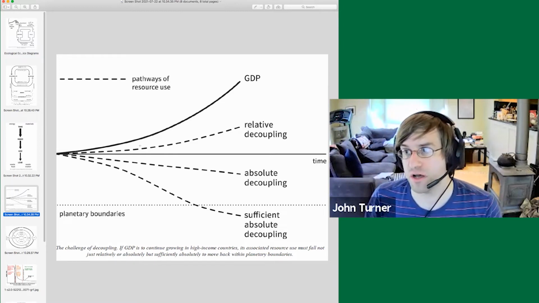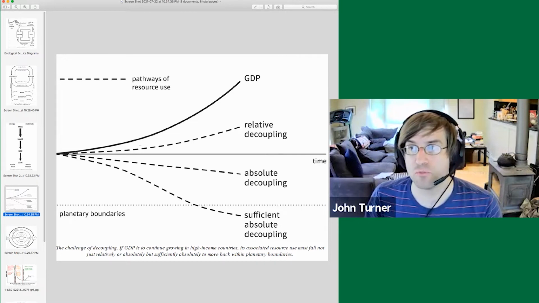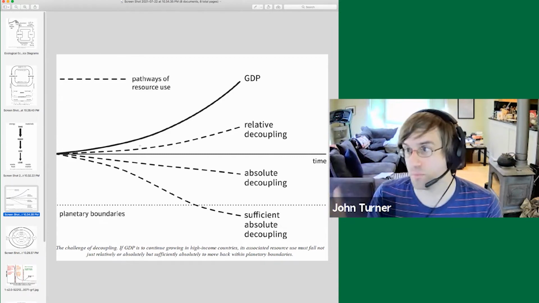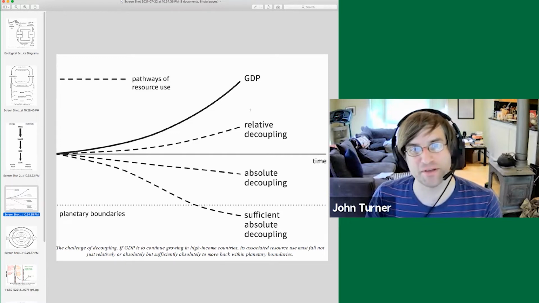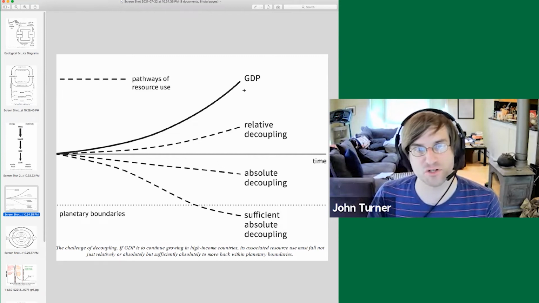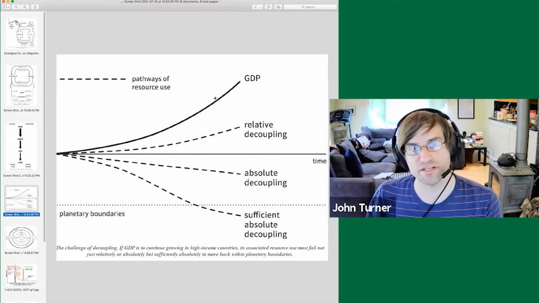With the assumption of complete substitutability, we don't need to worry very much about which resources are being used for what, right? That's the whole point of substitutability. In that situation, if you see these different outcomes, relative decoupling, absolute decoupling, and sufficient absolute decoupling, we'll get in a second to some of these terms.